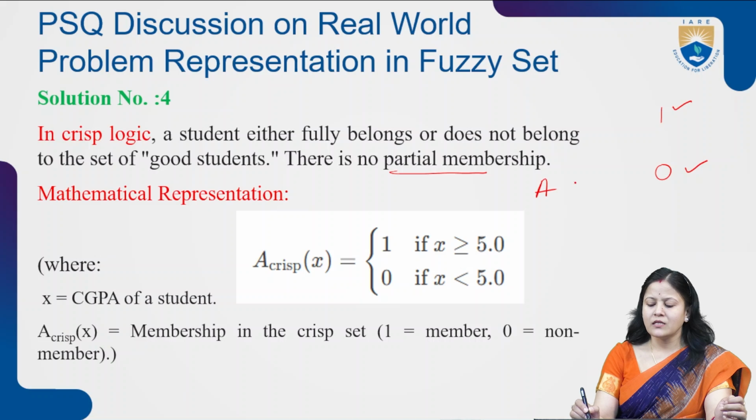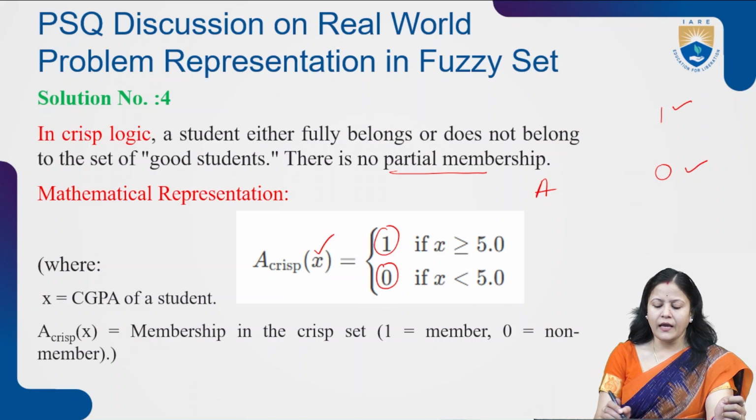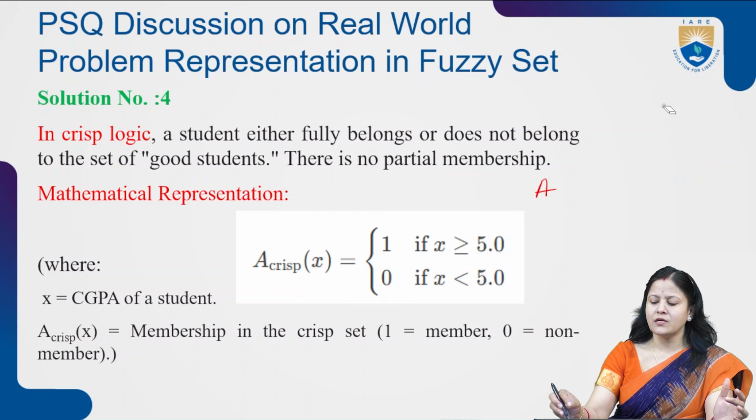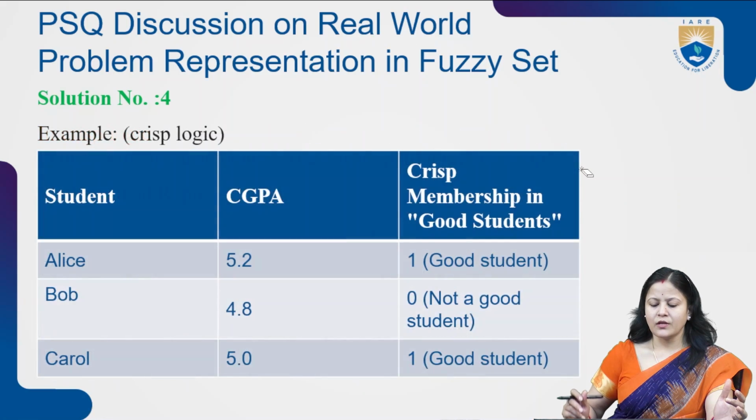If we are considering the set A, then A crisp of x is equal to 1 if x is more than or equal to 5.0, and equal to 0 if x is less than 5.0. Where x is nothing but the CGPA of the student, and A crisp of x is the membership in the crisp set. This membership value only contains two things: one is 1, another one is 0, whether it belongs or does not belong. Now this we can represent with the help of a graph so that you can understand.